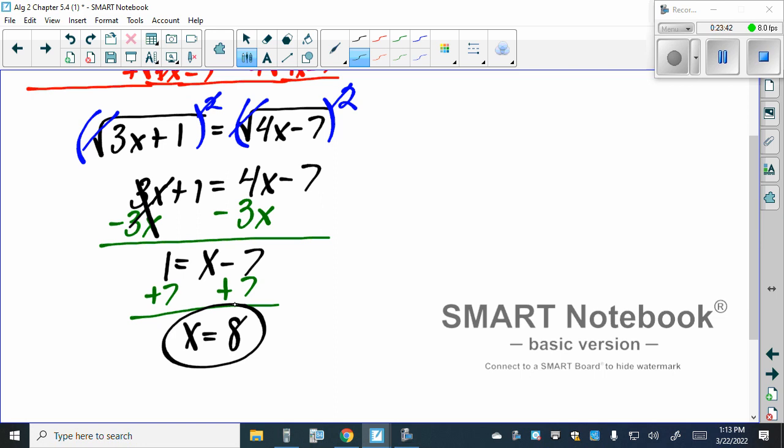Any questions on any of these here? So like the first ones we did, where we just have the square root, we just got to get it by itself and solve. These here are not that bad. If we have 2 radicals, get them on either side, square it, and then we can solve.